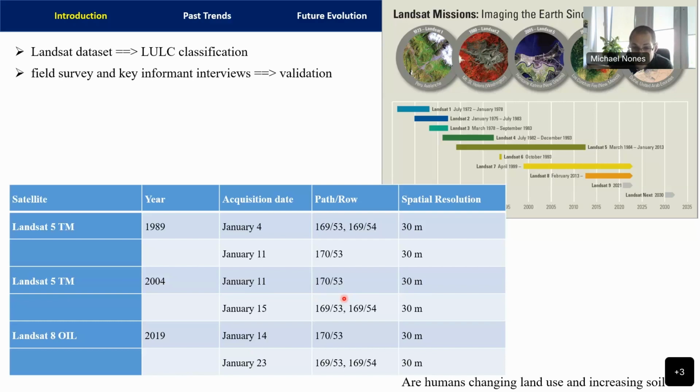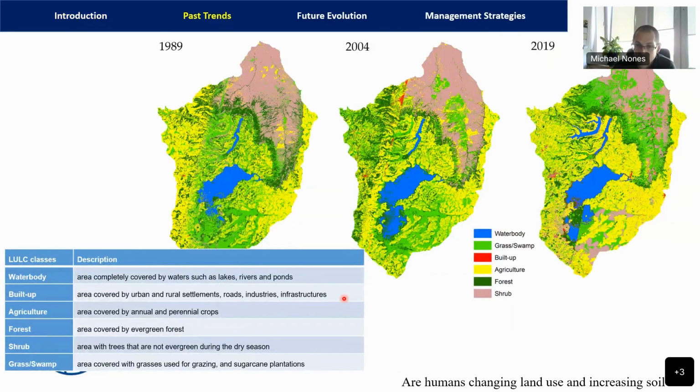So we classify the images based on those satellite information, and then we validate our classification using field surveys, so field information, photos, and also interviews made with the local population. Also to have a better idea about what the land use was in the past, and if what we derived from the satellite images was okay, also looking at the past. So then we got these three beautiful, colorful maps.